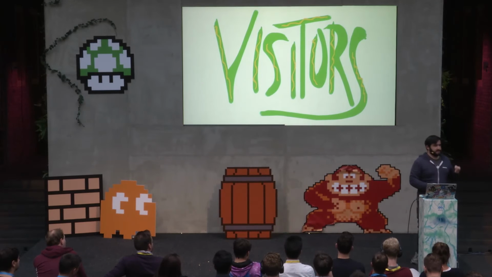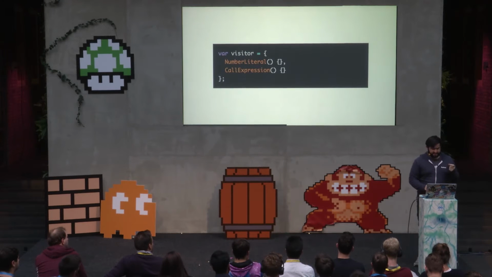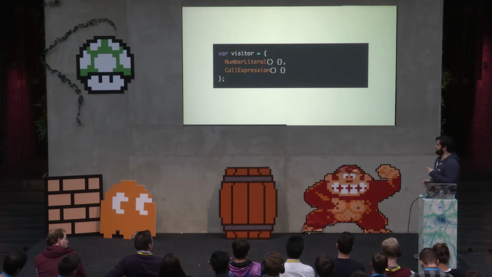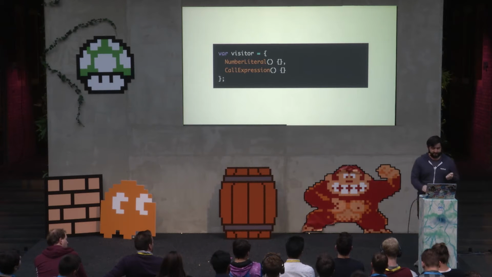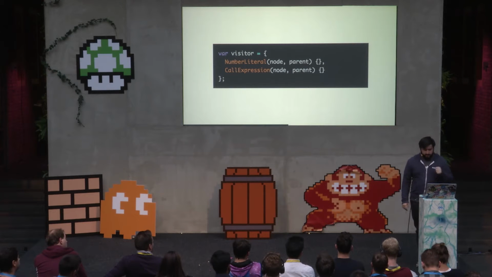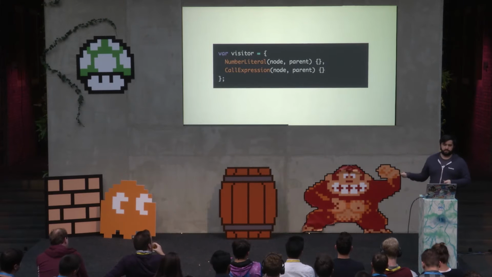And the reason I use the word visiting is because there's this pattern on how to represent operations on elements of a tree. The basic idea is that we're going to create a visitor object that has methods defined on it that accepts different node types. When we traverse our AST, we're going to call the methods on this visitor whenever we encounter a node of the matching type. In order to make this more useful, we're going to pass in the node and its parent node.